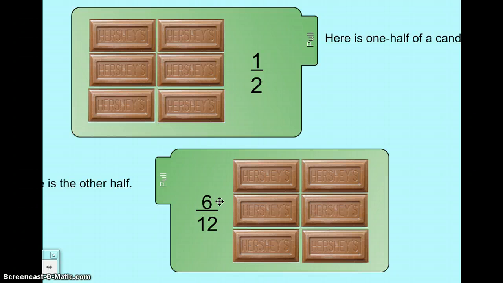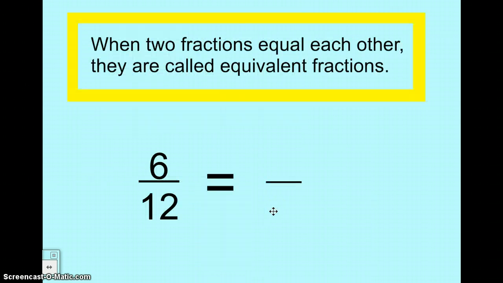They're called equivalent fractions. That means they are equal. 1, 2, 3, 4, 5, 6. 6 pieces out of 12 equals 1/2, or 6/12. When two fractions equal each other, they're called equivalent fractions. Look at the beginning of this word, EQU. That's the same as in the word equal, EQU. They're the same. Equal, equivalent mean the same.